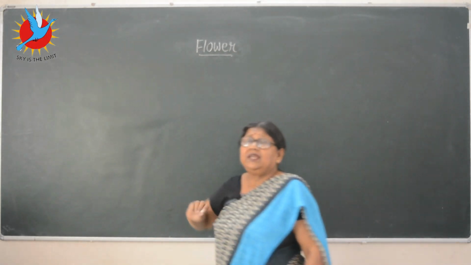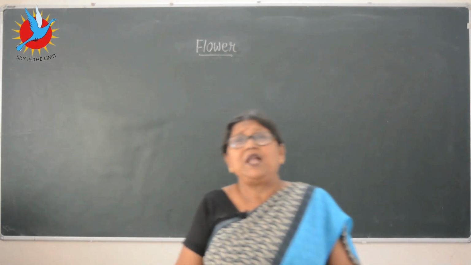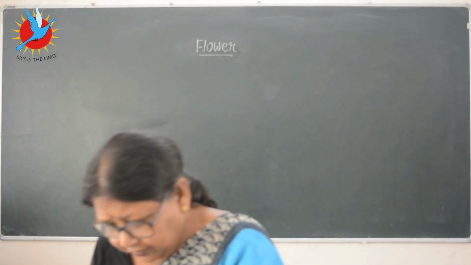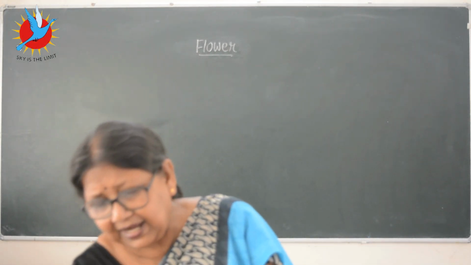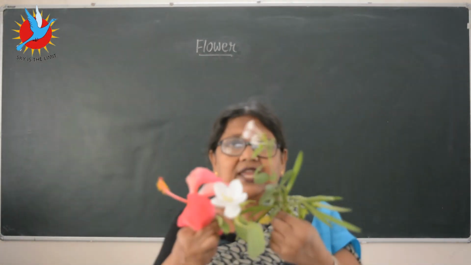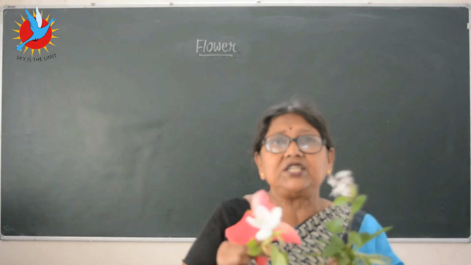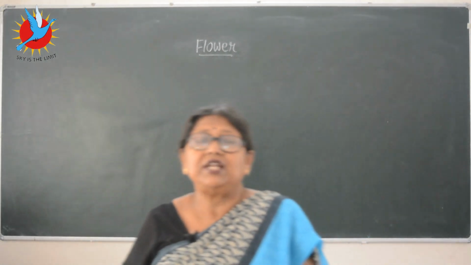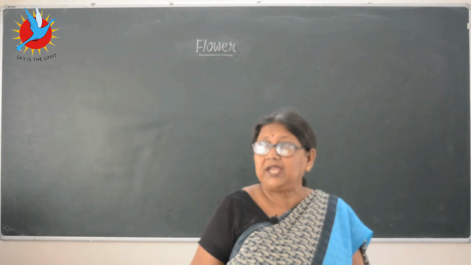Now, which part of the plant is called the flower? All of you have seen flowers. So many different types of flowers. They are so different in color, in structure, in variety, in formation, in everything. But there are some basic structures which are common for all flowers. So we are going to learn about the different parts of the flower today.